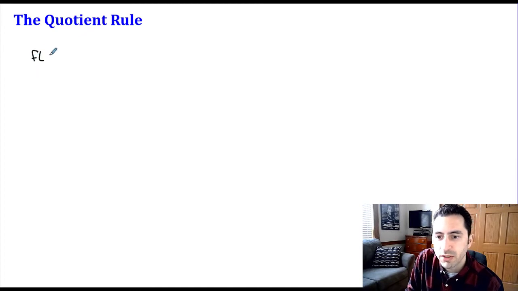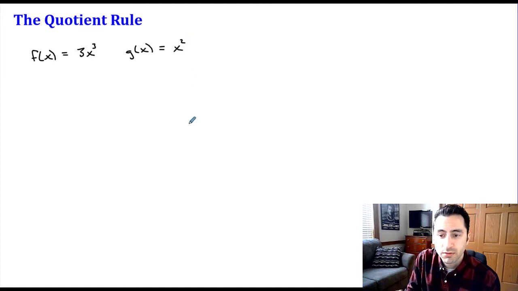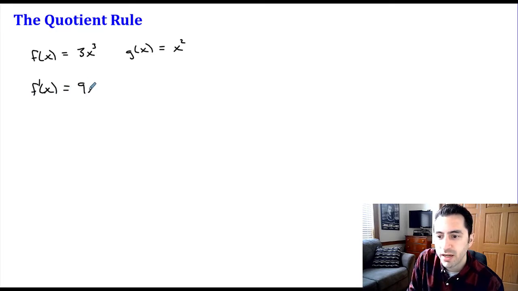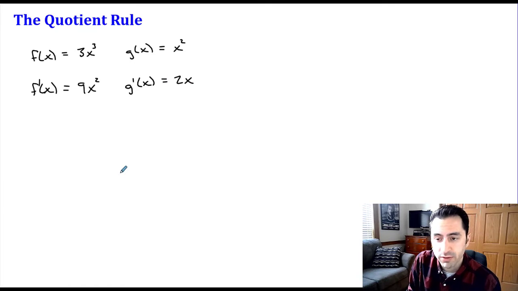To show you why we need a special rule, let's think about two basic power functions. Let's say we have the function f of x equal to 3x cubed, and a second function, g of x, equal to x squared. Now let's find the derivative of these two functions right away. So f prime of x, using the power rule, the 3 comes down, so 3 times 3 we get 9x, and then reducing that exponent by 1, we get 9x squared. For g prime of x, again using the power rule, we end up with 2x.